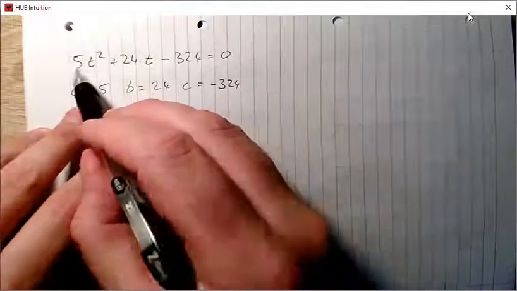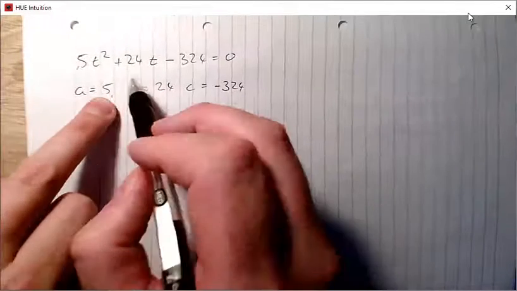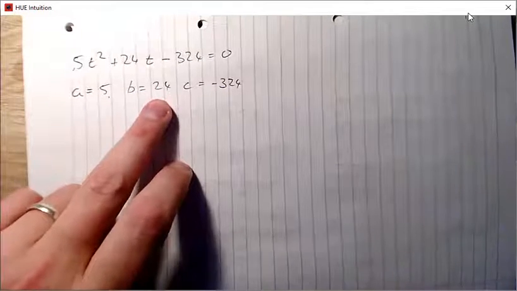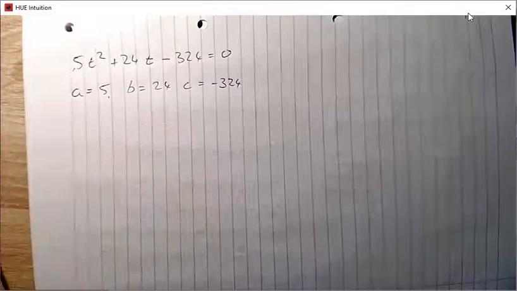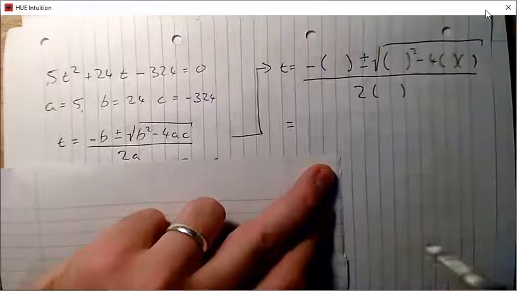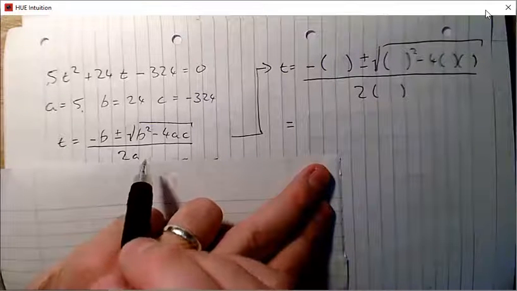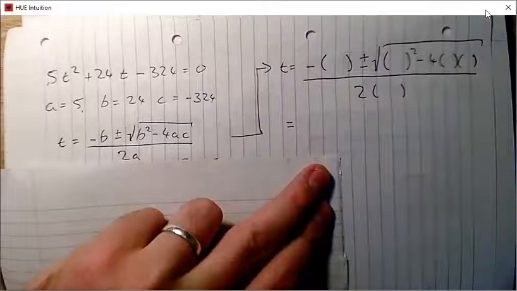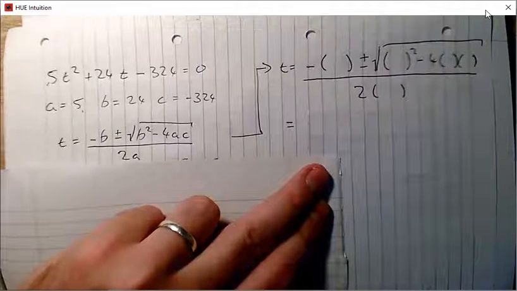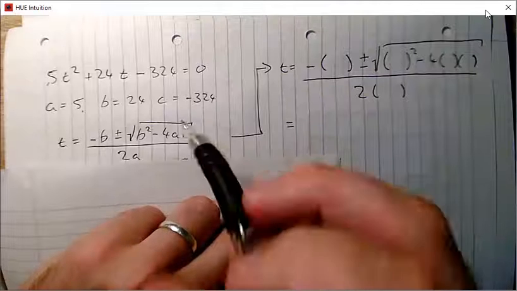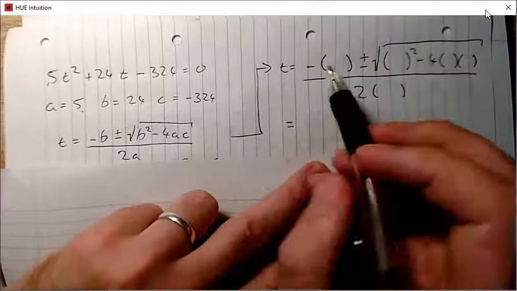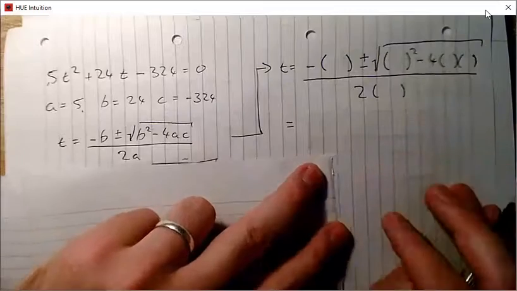So if we're solving that, then a is 5, b is 24, and c is negative 324. Don't forget that negative sign, and then plug it into your quadratic formula. Hopefully you know your quadratic formula off by heart. There it is: minus b plus or minus the square root of b squared minus 4ac, all over 2a. Again, it's in the log tables if you don't, but that's something you need to have committed to memory. You're going to see it a lot. I always say fill it in with empty brackets.